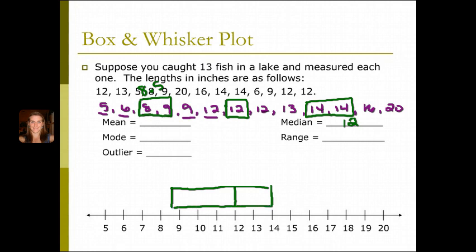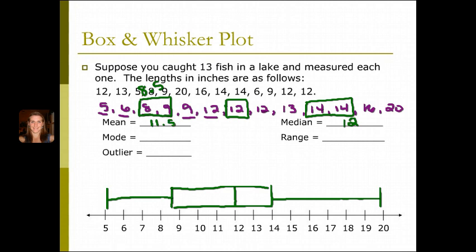Our minimum was 5, so we're going to take that and connect it, make our whisker. And our maximum was 20, and we're going to make our whisker on that end too. So we've just drawn our box and whisker plots. However, now we need to fill in the rest of the information. It wanted the mean, mode, range, and outlier. So again, mean is the average. Add all of those numbers together and divide by 13, and you'll get that your mean is 11.54.